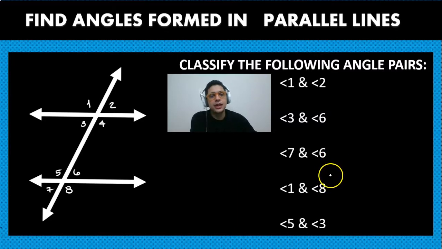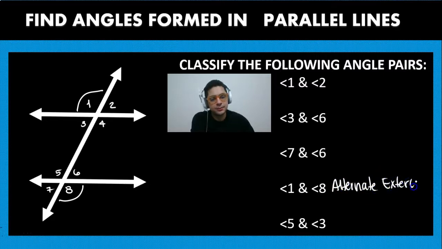Now we're going to continue with angles 1 and 8. So angle 1 is exterior and angle 8 is also exterior, and they are on opposite sides of the transversal. One is on the left and one is on the right. So because of that, they are going to be alternate exterior angles, and they are also going to be congruent.